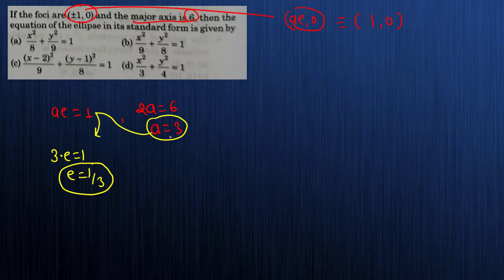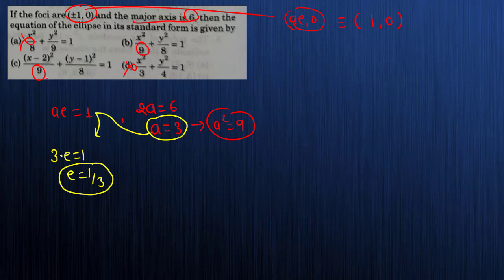Now you don't need to do all this. See, the instant you get a equal to 3, cross check which option is correct. In option A, a square is 8, this is wrong. The a square value we have is 9, it should be 9 only. So A is wrong and D is wrong. Now here a square is correct and here also a square is correct.